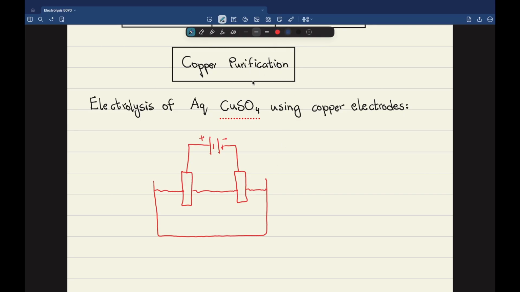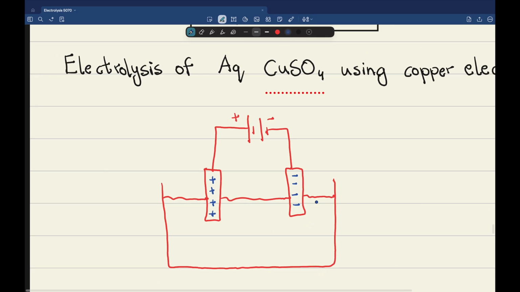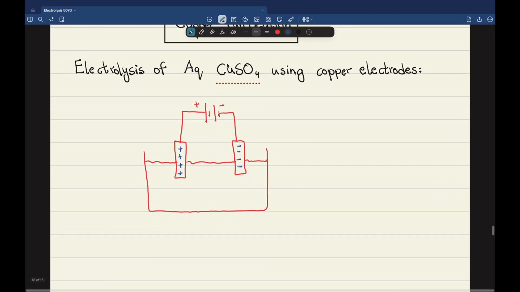अच्छा, अब see here, because this is the one that's connected to the positive terminal of the battery, this is the one that is going to attract the anion, and therefore this is the anode and this is the cathode. ठीक है. This is the cathode and this is the anode, right? That's how it is. अच्छा जी.